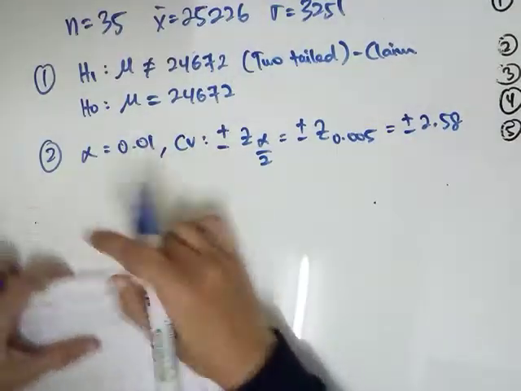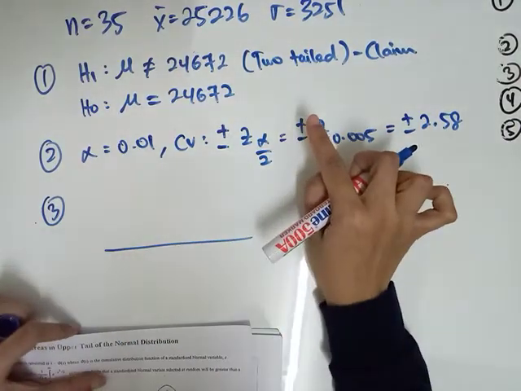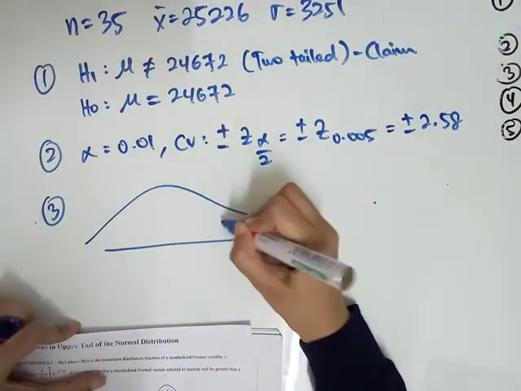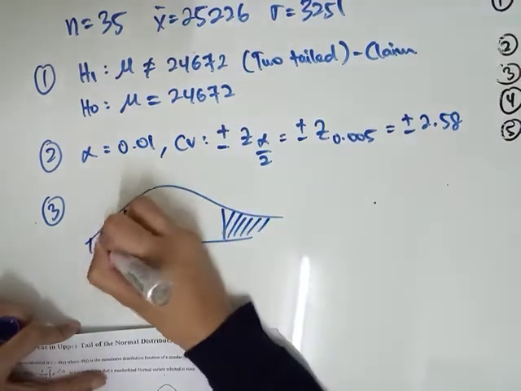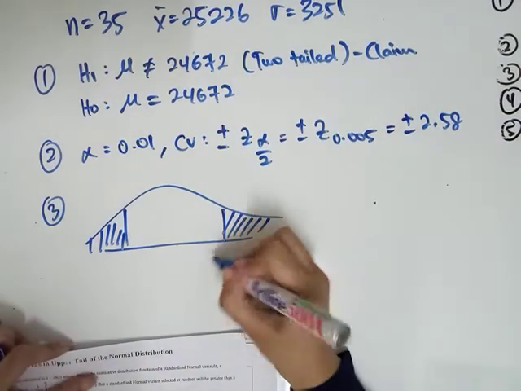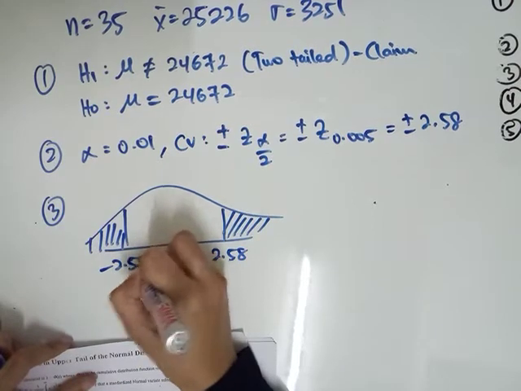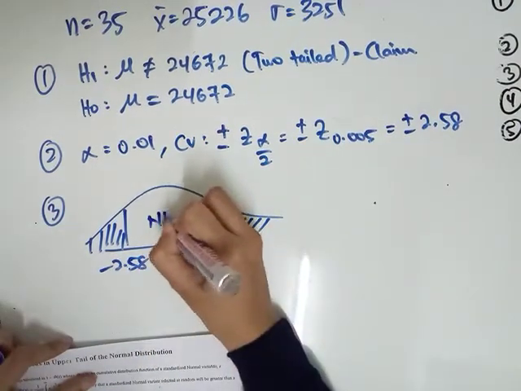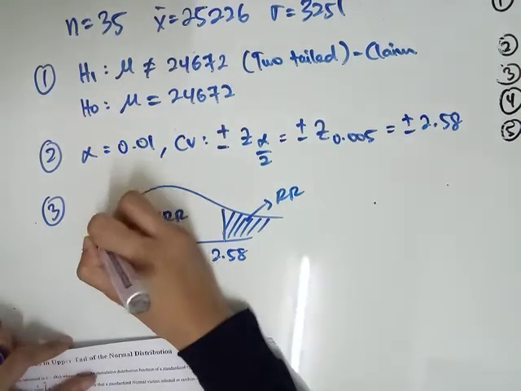And then step 3 is draw the graph. Since this is a two-tailed test, we need to shade the area, the right tail and the left tail. Okay, and then the critical value is positive 2.58, this one negative 2.58. This one is NRR, this one is RR, RR.